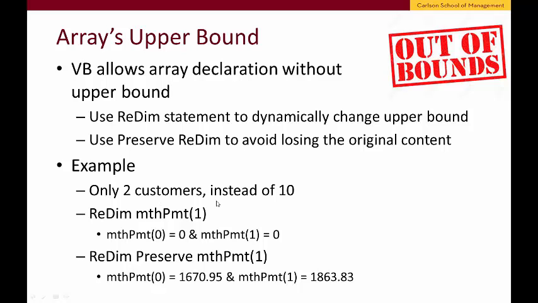So here we have only 2 customers instead of 10, so we have those 8 zeros from the previous recording. If we redimension this to a size of 2, right? So this is size of 2, upper bound of 1, then both are reinitialized to 0. If we redimension with the Preserve keyword, then those 2 original values that were assigned, the 2 actual monthly payments, are still there. They're not wiped out.